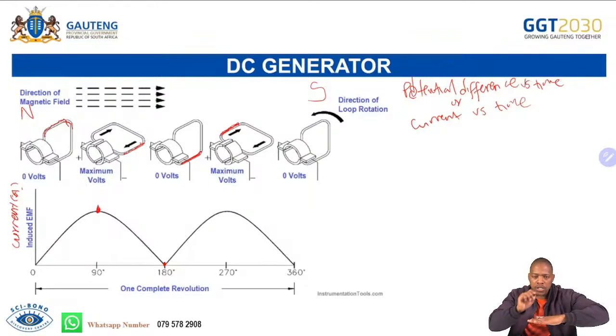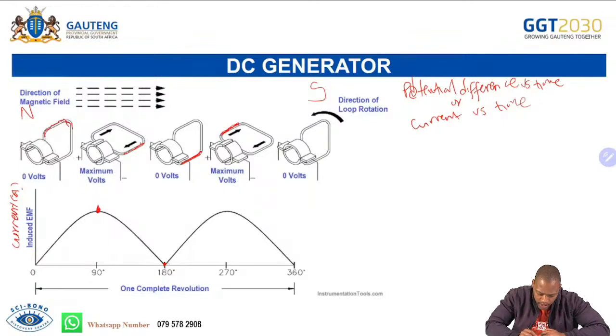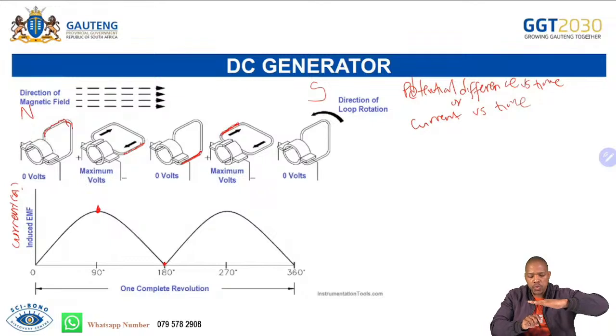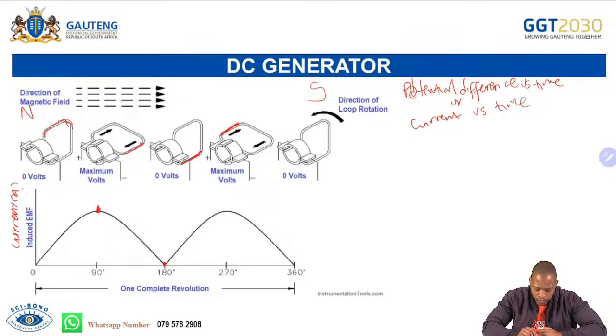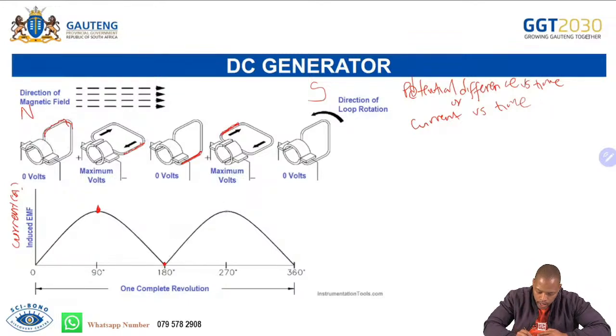Underneath here, it is rotated 180 from here. If this is our 0, this is our 90, this is our 180. Then we'll be inducing 0 EMF again, because it is not cutting the magnetic field there. And then again, as it rotates through 270 degrees, it will again induce maximum EMF. And remember, it is not changing current direction because it is a direct current generator.